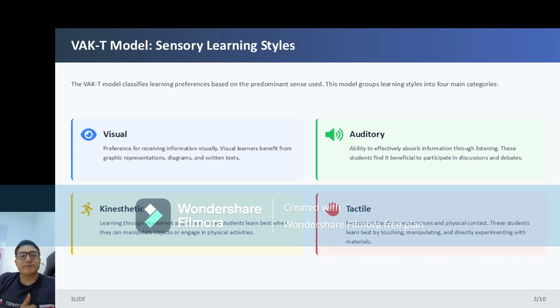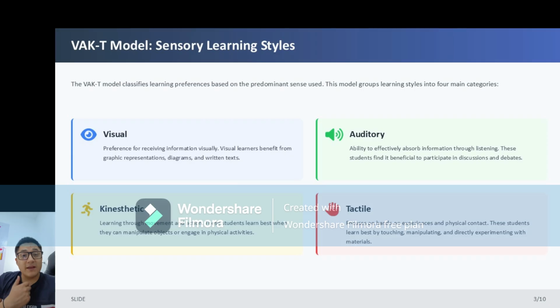Visual. People who prefer to receive information visually. They benefit from diagrams and written text. Auditory. They absorb information actively through listening. They find it helpful to participate in debate and discussion.